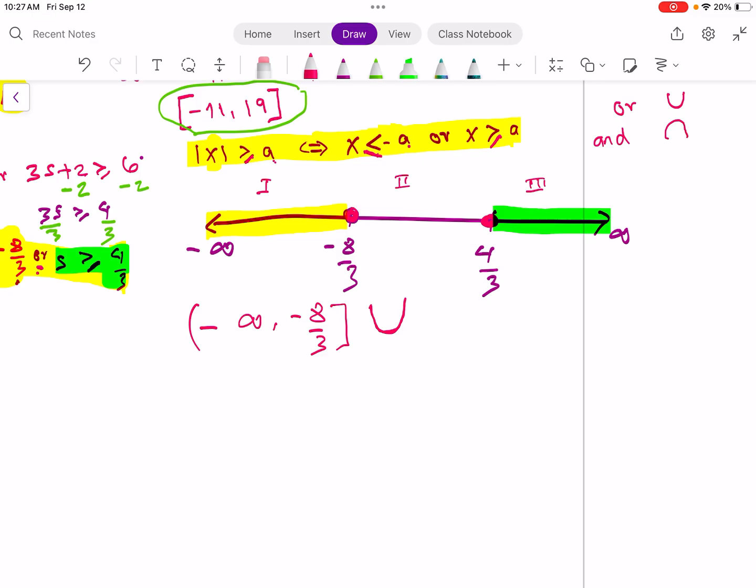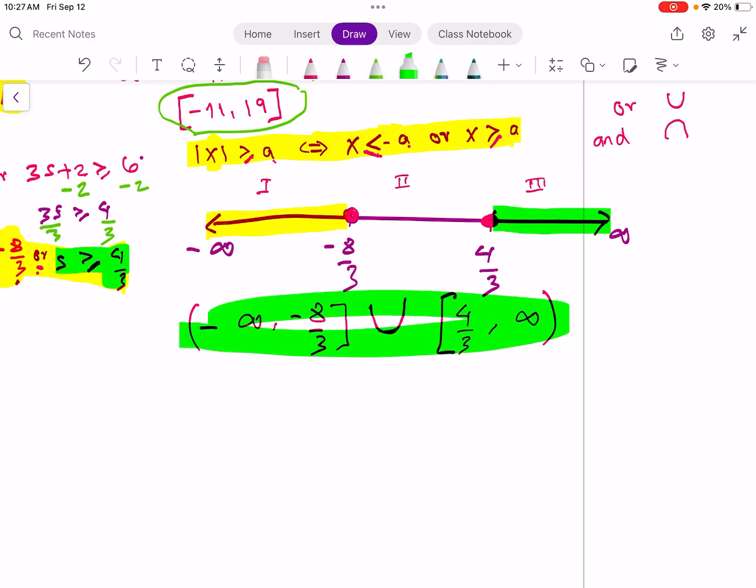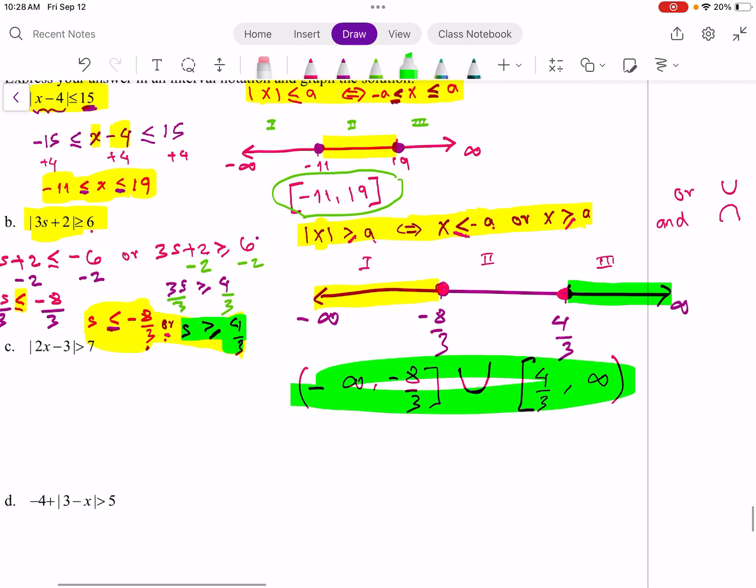Now let's write the interval notation for the green region. So it's starting from 4 over 3, right, ending at positive infinity. With infinity it's always a parenthesis. Now at 4 over 3 we have a closed circle, it means bracket. So this is the solution for this absolute value inequality. So every number less than negative 8 over 3 or every number greater than 4 over 3 is the solution for this absolute value inequality. Okay, any question on this part?